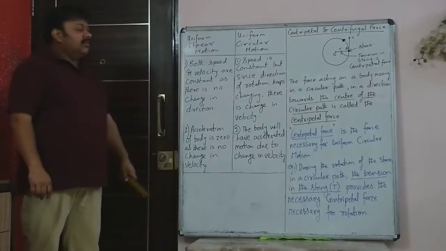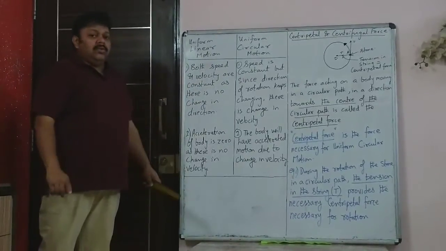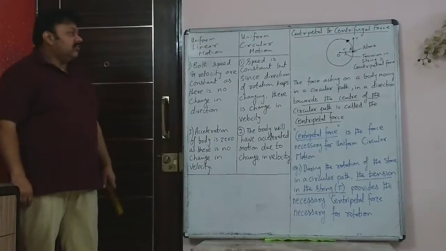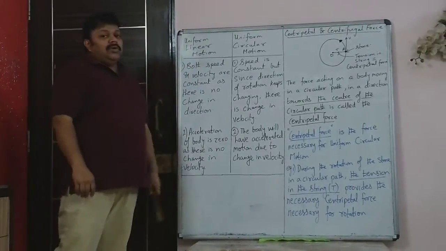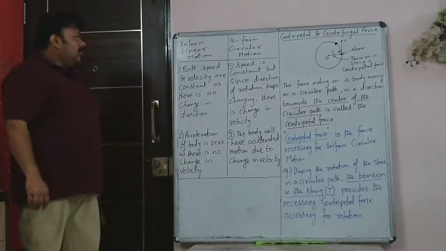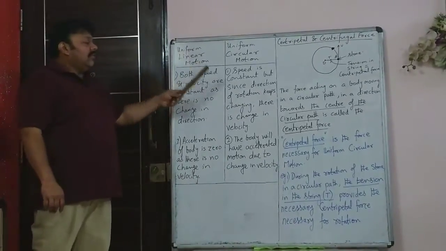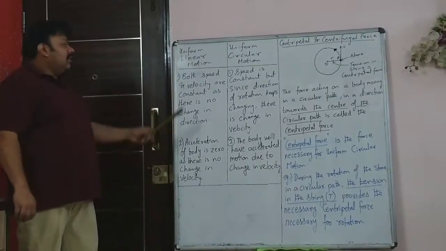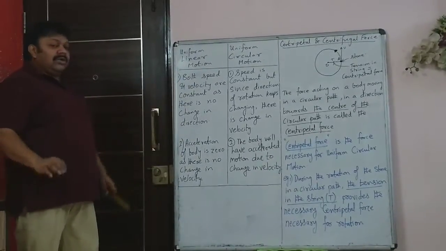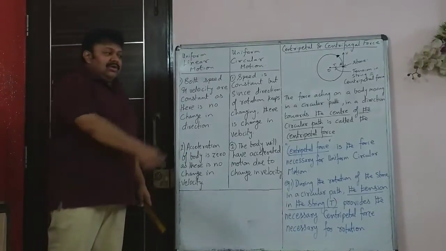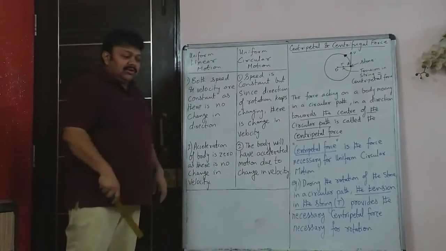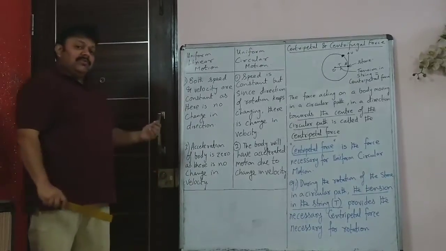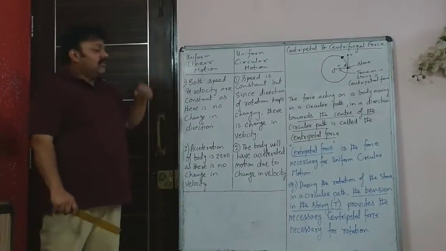Now let's see the difference between uniform linear motion, that means motion in a straight line, or uniform rectilinear motion, and uniform circular motion. In uniform linear motion, when the word uniform is there, not just linear motion, that means that the speed and velocity are both constant. Why? Because it is linear motion, the object is moving in a straight line path. There is no change in direction. And speed is also constant because the word uniform is there.